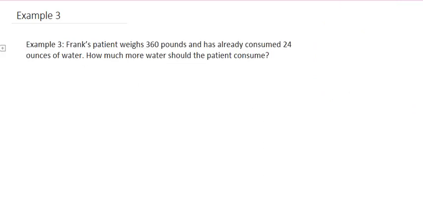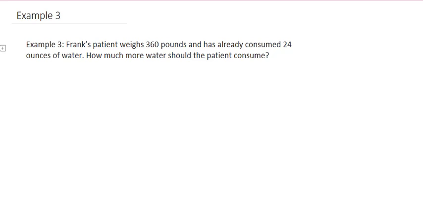Example 3. Frake's patient weighs 360 pounds and has already consumed 24 ounces of water. How much more water should the patient consume? So we first know that 360 is not on the fluid chart. We also know that there's a pattern of 20 pounds of weight for every 8 ounces a person should drink. So let's just write down that part of the equation.